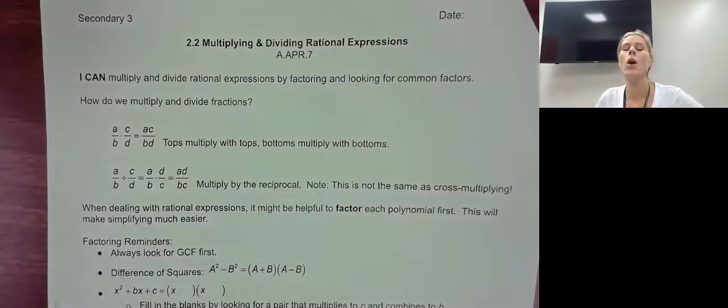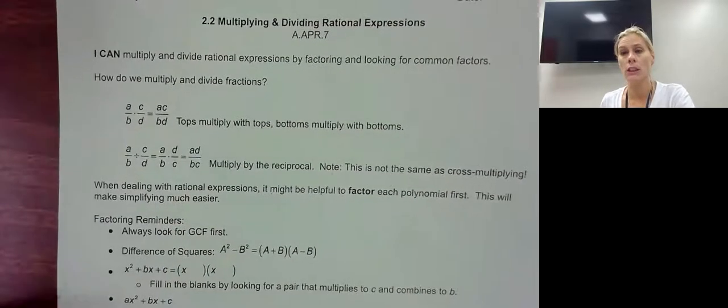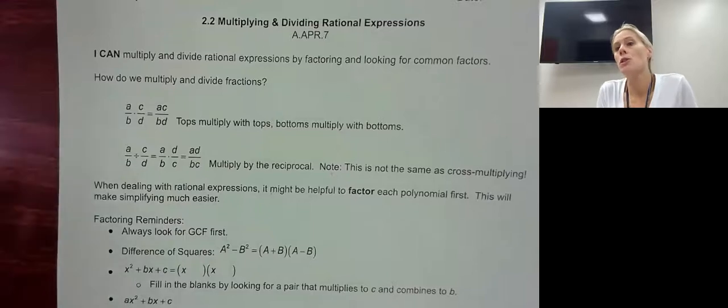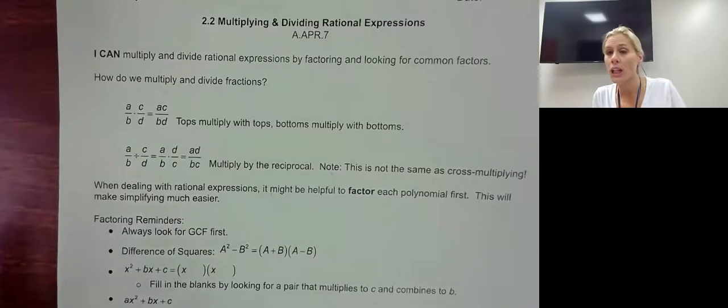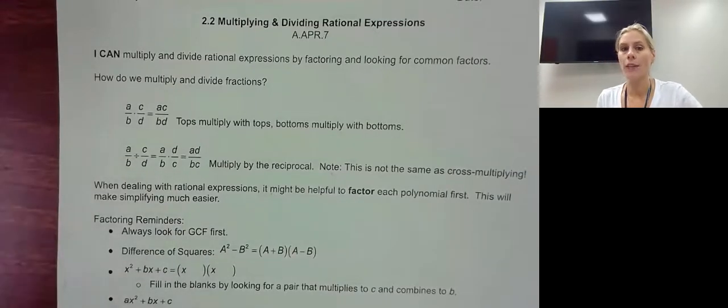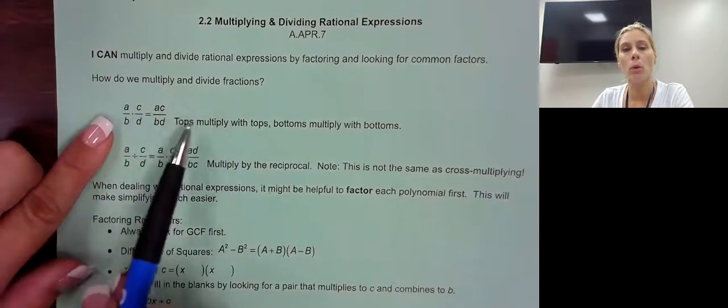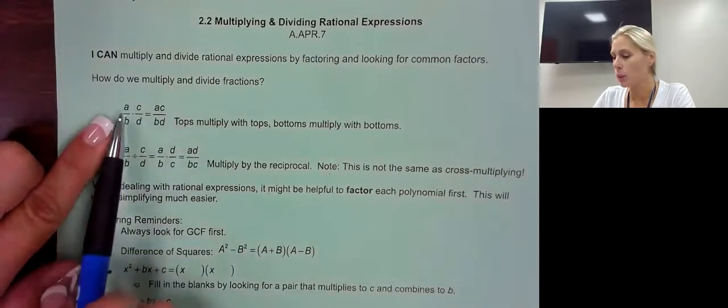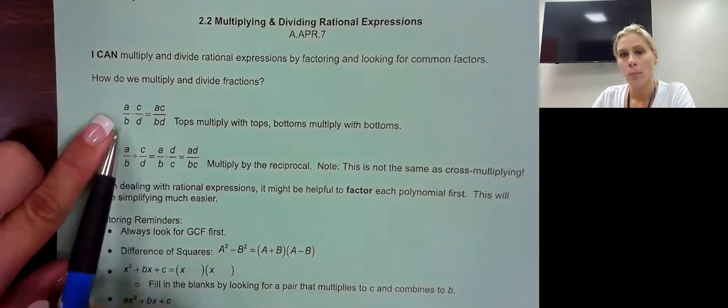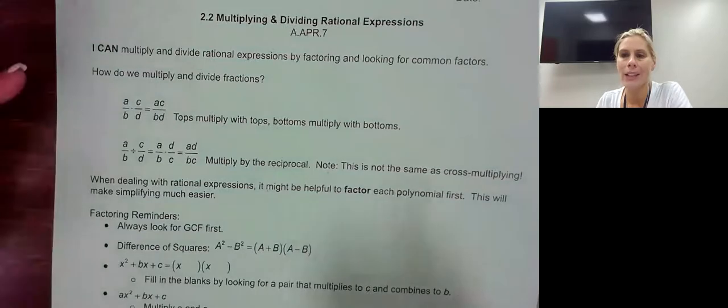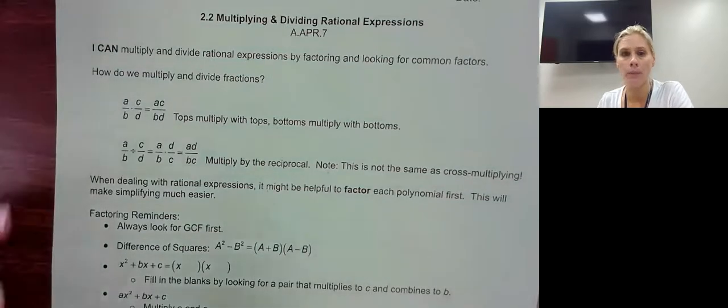Hi, everyone. So today we're going to do 2.2, multiplying and dividing rational expressions. I do still want to relate this back to what we used to do in grammar school when it came to fractions, multiplying and dividing. So let's look at this. If you remember correctly, with multiplying fractions, we would just multiply the top, multiply the bottom, and then cancel anything that they had in common.